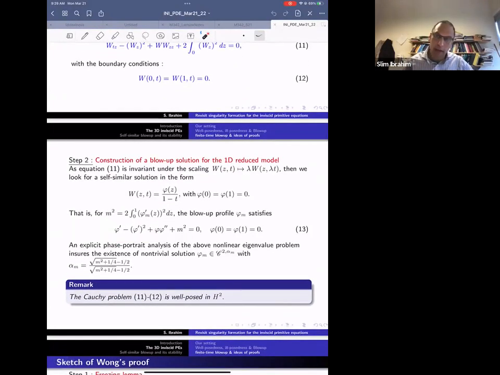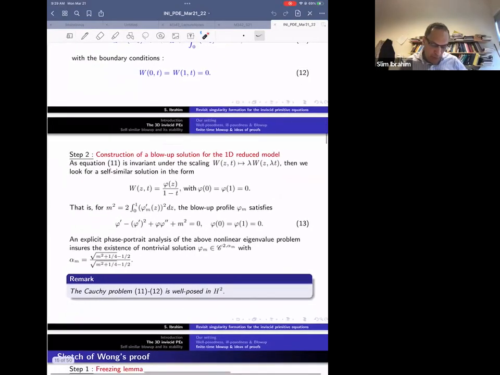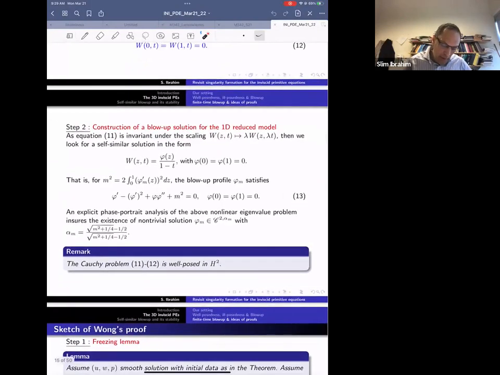And there was a parameter here. This parameter m is not an arbitrary parameter. It's slaved by the conservation of the L2 norm of w_z squared. If you average, then you get this. It turns out that this equation has infinitely many profiles, and we showed that. These profiles are in the C alpha class, so the second derivative has alpha m regularity, and alpha m is explicitly given by this number.